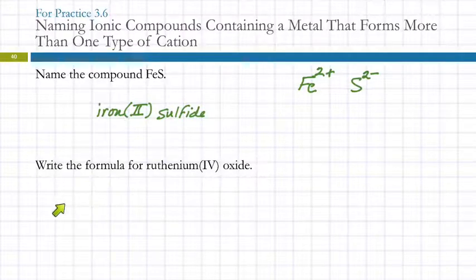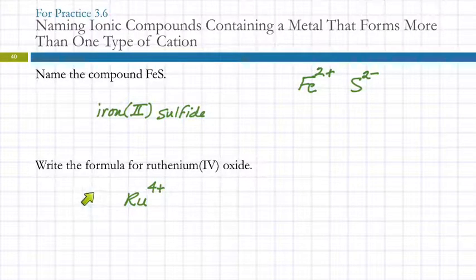And then let's go the other way, write the formula for ruthenium 4 oxide. Well, what's the element symbol for ruthenium? Ru. A good guess is the first 2 letters. And what does that 4 mean? It's the charge, right? This is a metal, so the charge is positive.